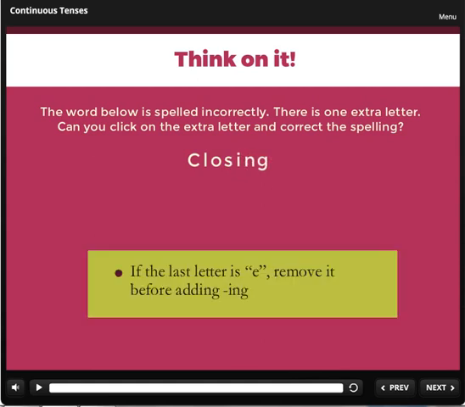For verbs that end in E, we remove the E before adding ing. For example, with the word become, we would remove the E before adding ing.